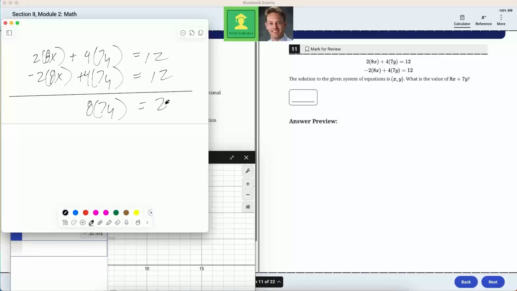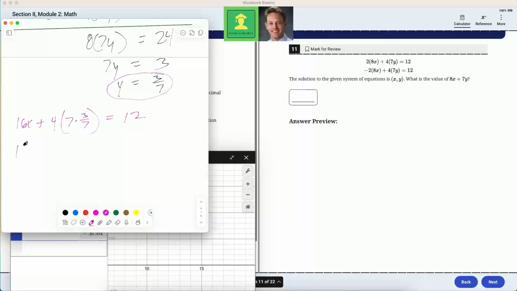this being 24, which is to say that this is 3. So y itself is 3/7. Okay? Then you could take that factoid and plug it back into any of the equations to get a true statement for x. So let's see, if we plug it into the top, you're looking at 16x plus 4 times 7 times 3/7 equaling 12.